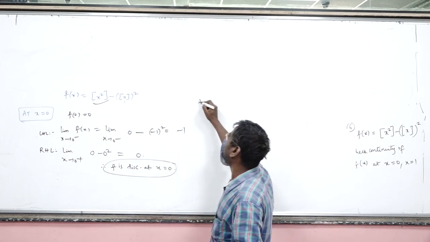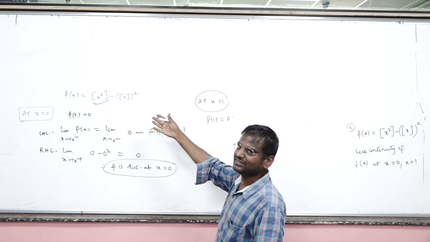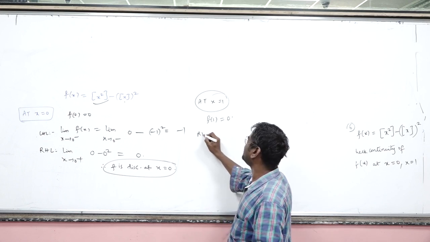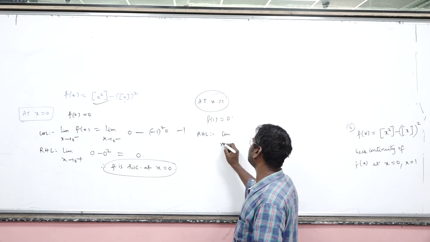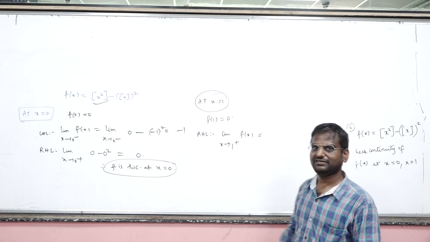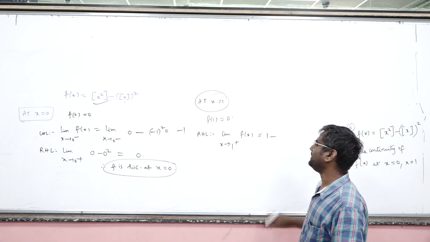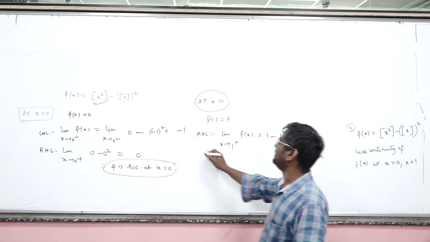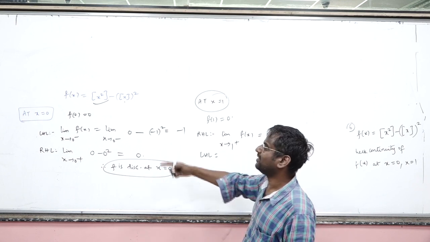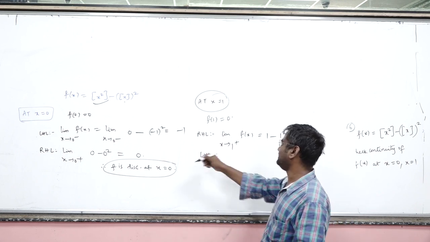Okay? And at x equal to 1, if we see, f of 1 is 0. At every integer, as you can see, f(x) will be 0. Right? So RHL, limit x tends to 1 plus f of x. x is slightly more than 1, 1.1, x square is 1.21, step is 1, minus step x is 1, whole square, that is 0. LHL. So basically this function seems to be right continuous, right? Right continuous at 0 as well as at 1.